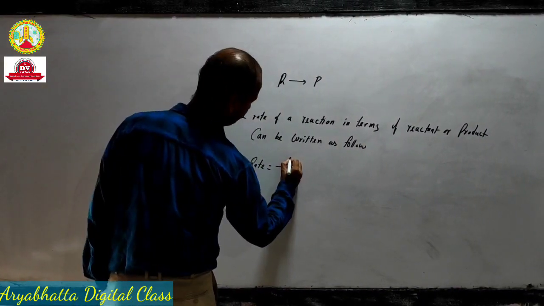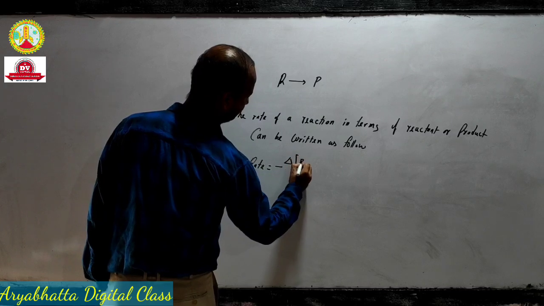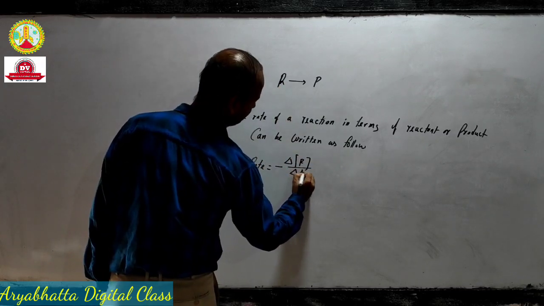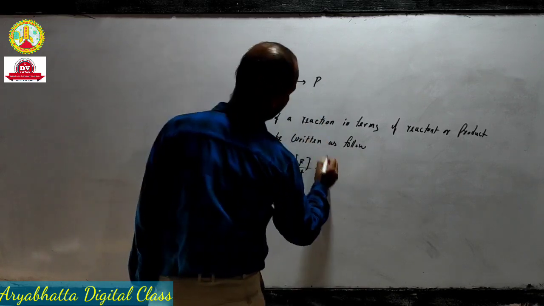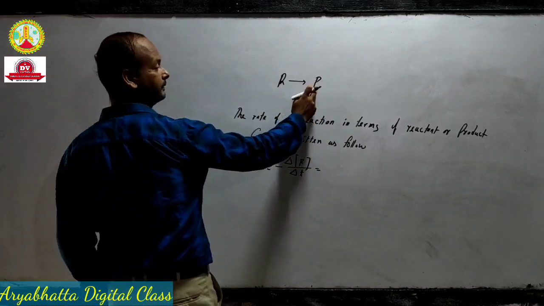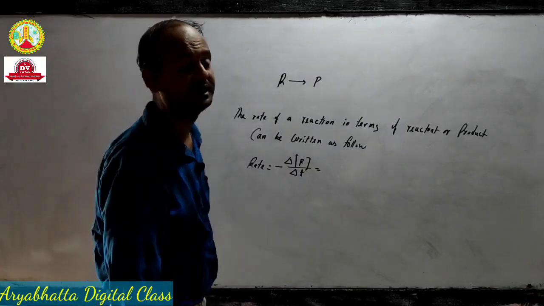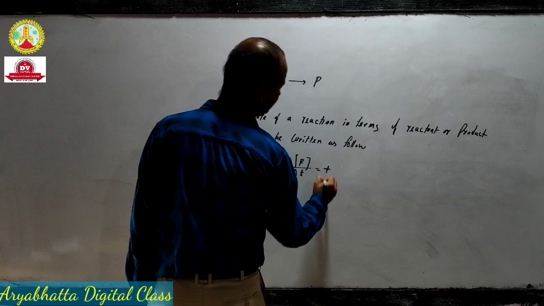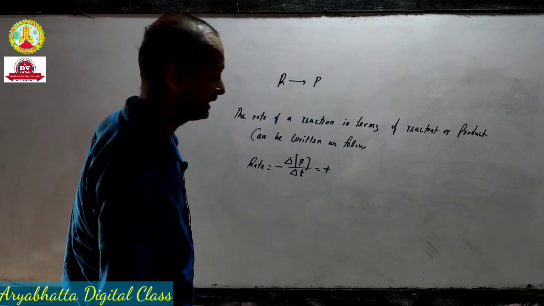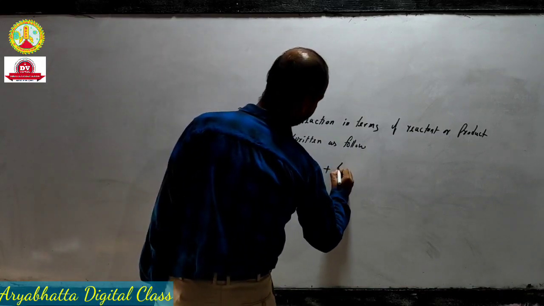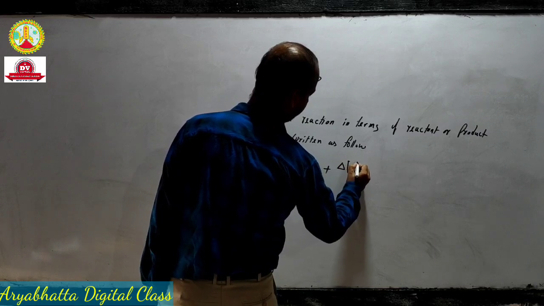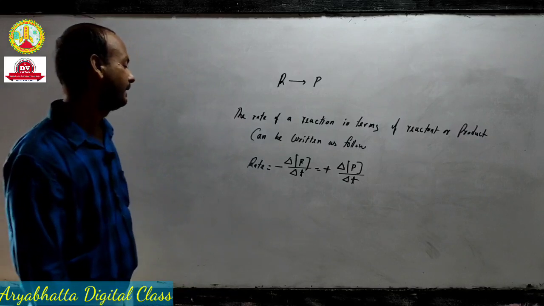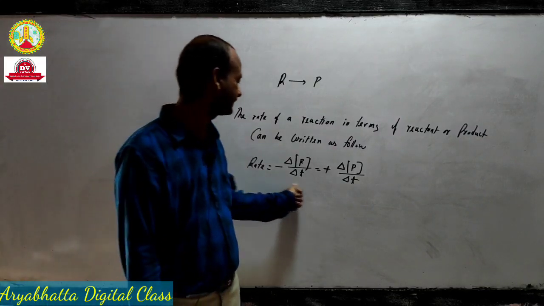Okay, this will be delta R divided by delta T equal to. This is product. So concentration of product generally increases as the reaction progresses. So this will be plus. Plus sign indicates the concentration of product increases. So this will be delta P by delta T. Okay, and all of you please see this expression.